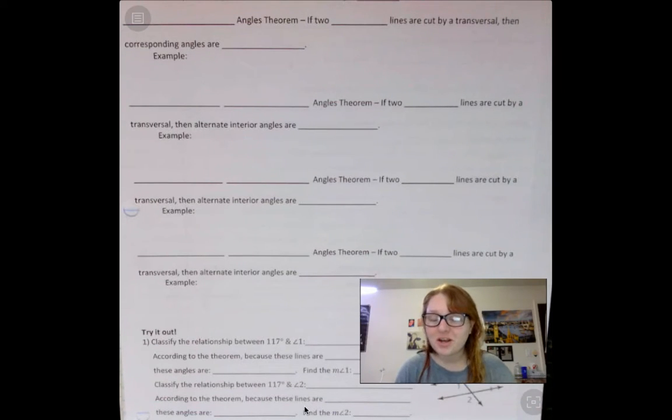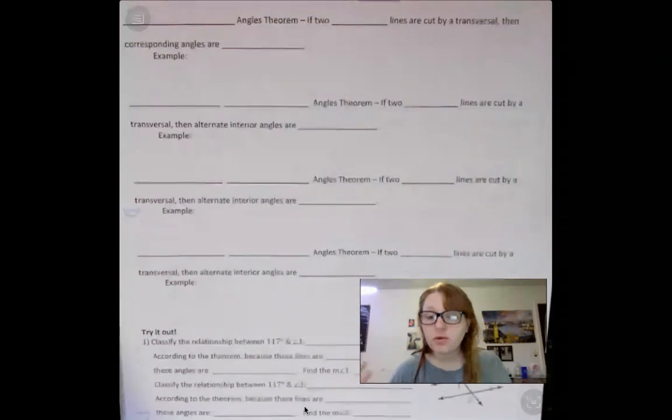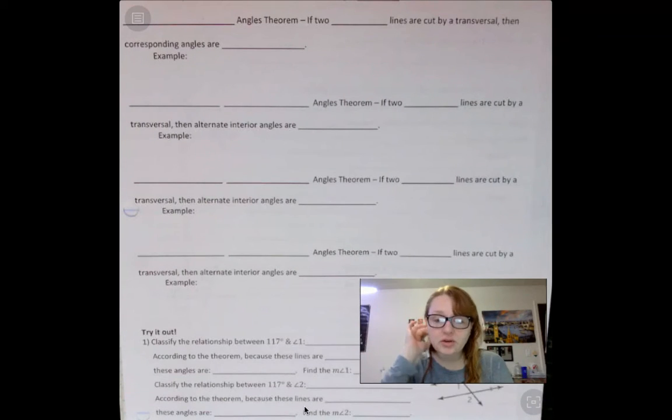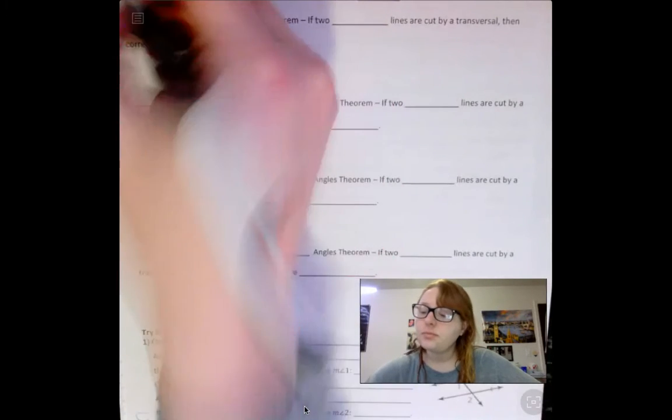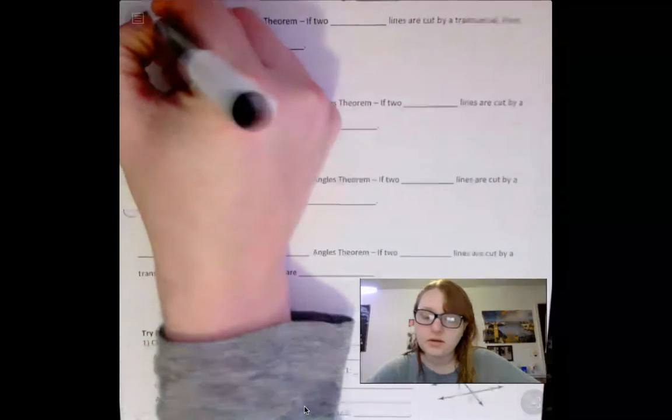Today we are going to be talking about 3.2 parallel lines and transversals. This is going to work off what we did yesterday with the introduction of corresponding angles, alternate interior angles, alternate exterior angles, and consecutive interior angles.